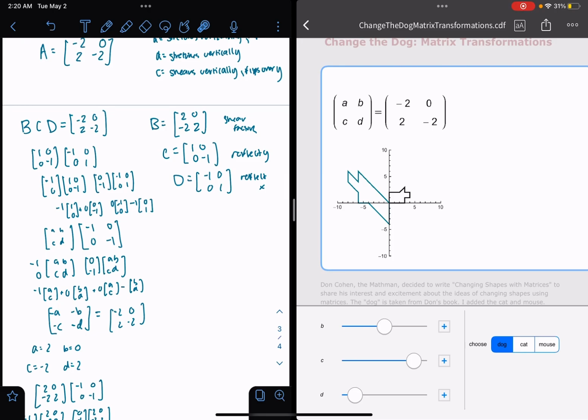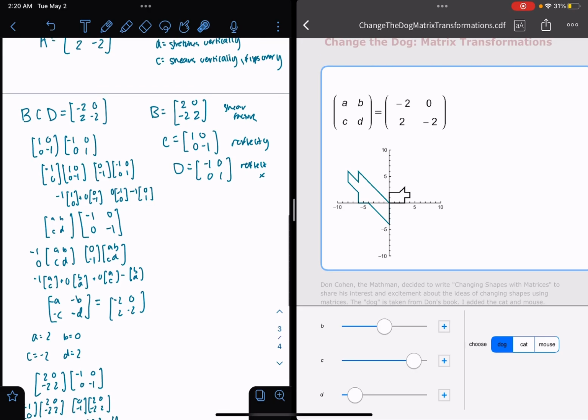And you can see right here the different matrices each affect the dog in a specific way. This D matrix is the reflection over X. The C matrix is the reflection over Y. And then B is kind of the shear factors combined into one.